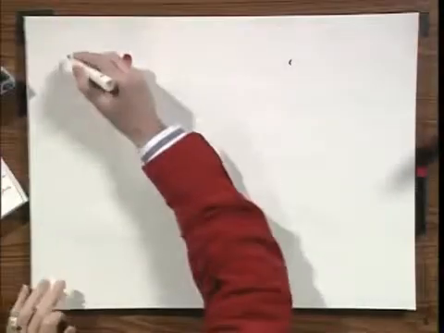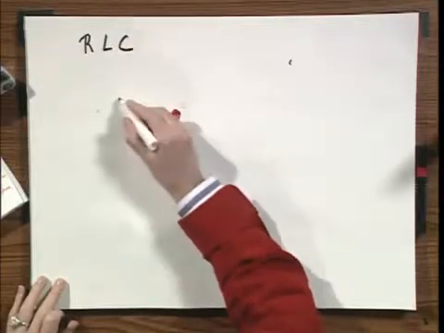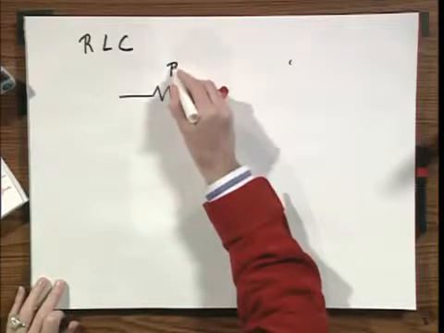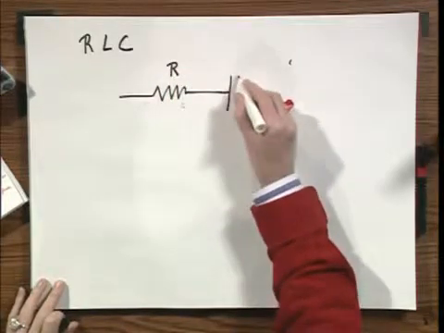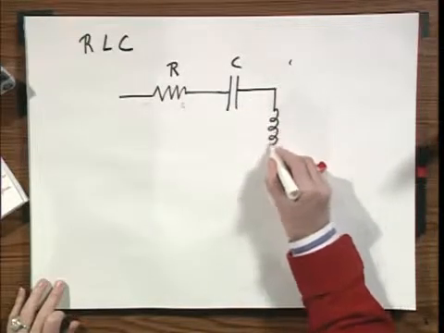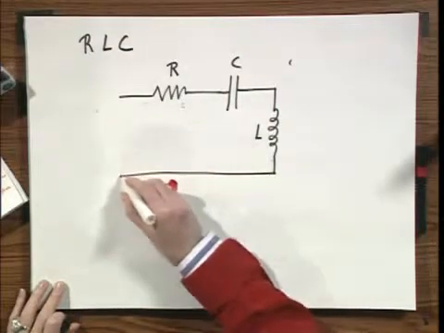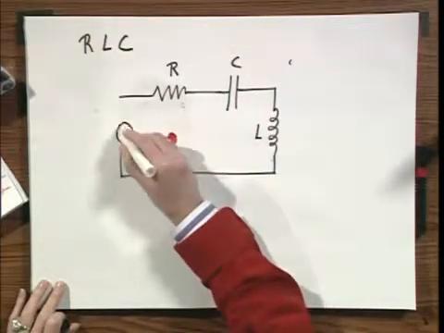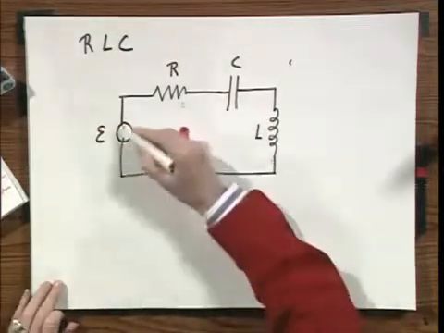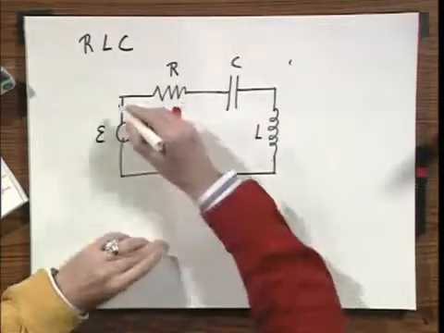First, let's review RLC circuits. RLC circuits in series. I have here a resistor. I have here a capacitor. And here a self-inductor, L. And here I have some kind of a voltage source. I call it E. And it could have various different natures, as we will see very shortly.